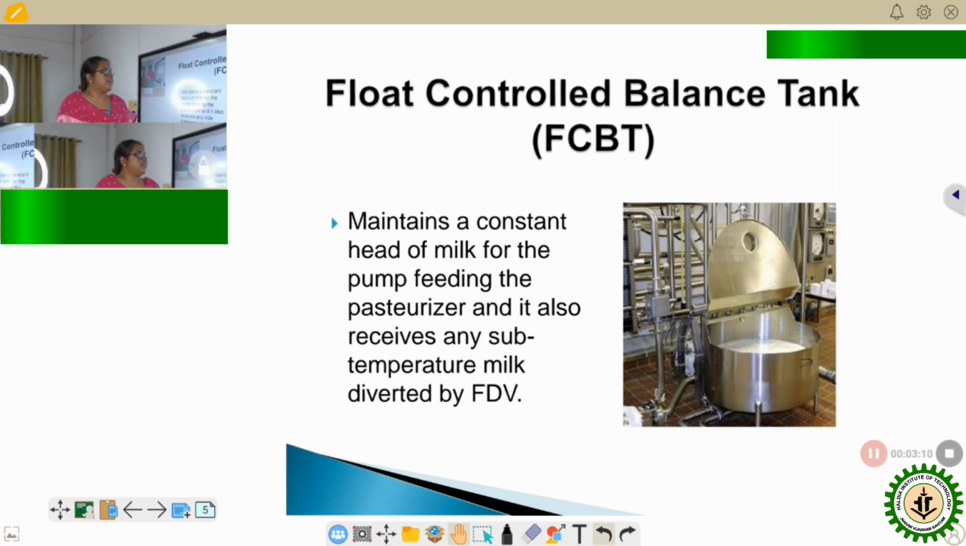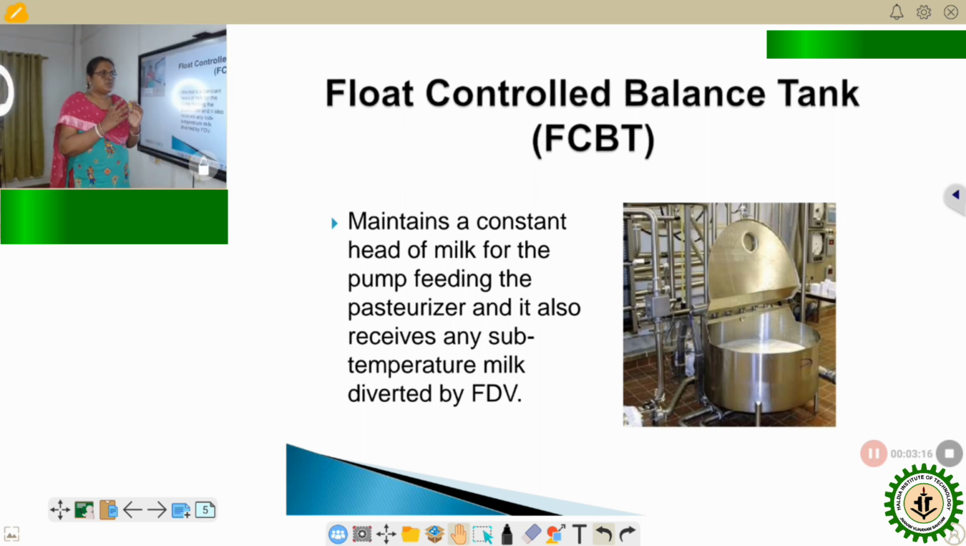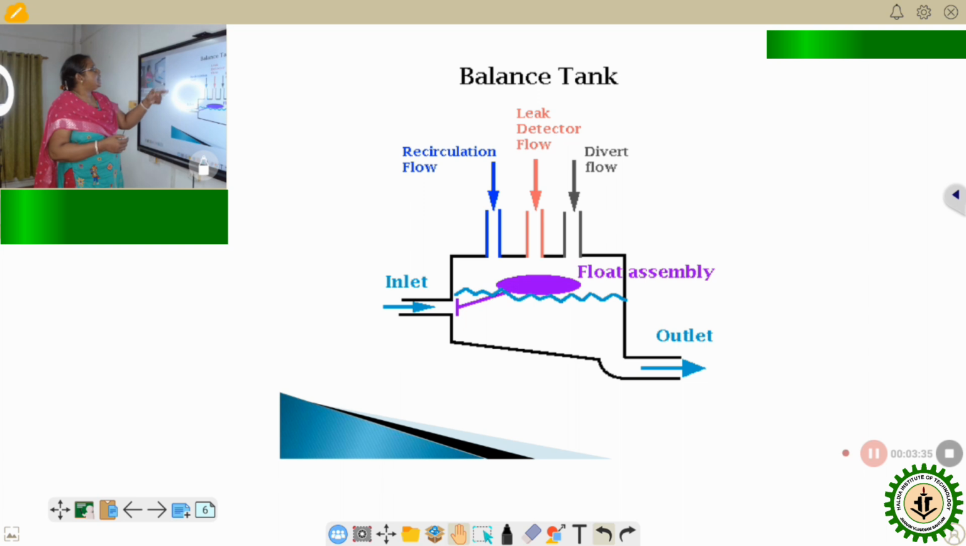So this is the most important thing, that pump will feed the milk to pasteurizer. Therefore there should be a tank which constantly maintains a head of milk. Another function of it is that it receives any sub temperature or under pasteurized milk which is diverted by flow diversion valve. So this is the balance tank. Now you can find here a schematic representation of this balance tank. In this tank the float assembly is present, and from different directions milk enters and the outlet is present also.